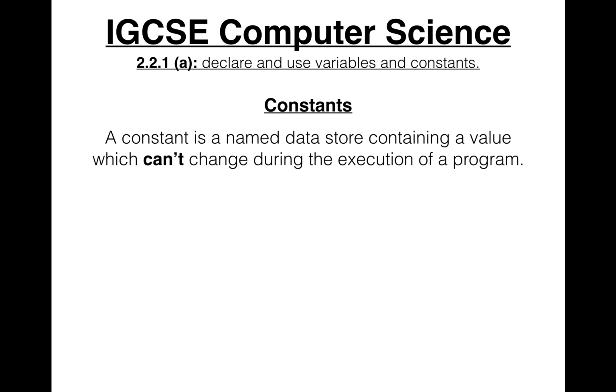A constant is a named data store containing a value which can't change during the execution of a program. I mean, it can if you say something like, const apple price equals 10 at the top of your program, and then use it in the program and say, const apple price equals 20. I mean, yeah, you've changed it, but constants aren't meant to be changed. That's the whole idea here.